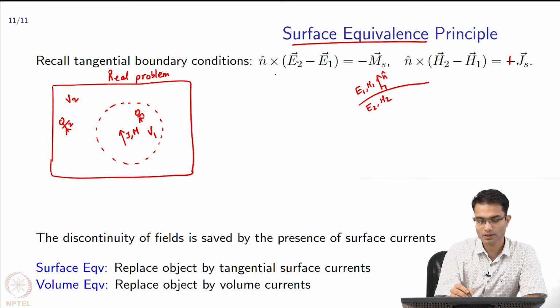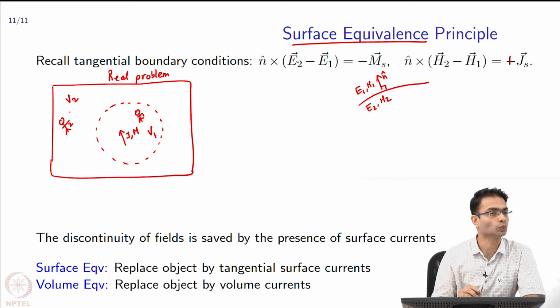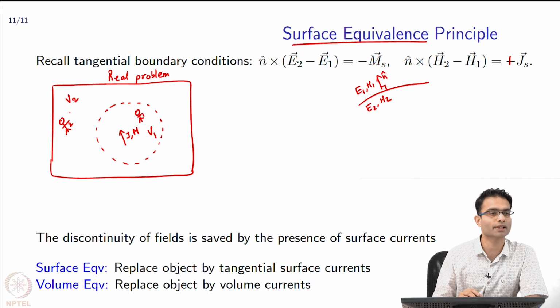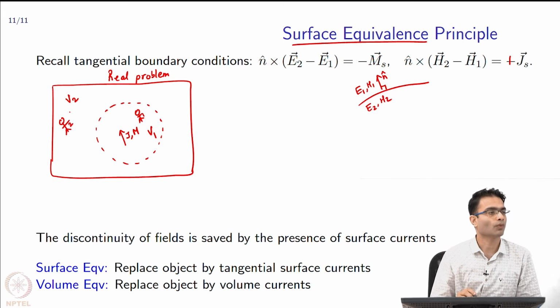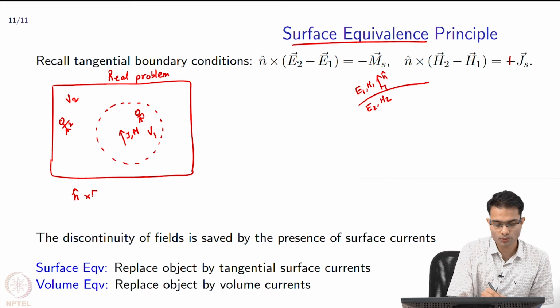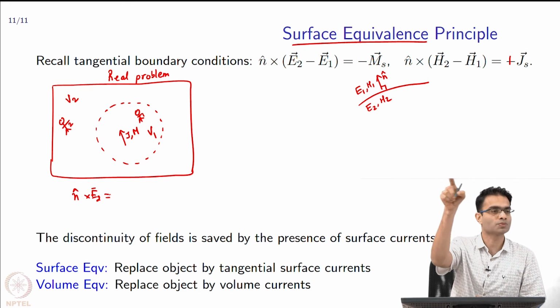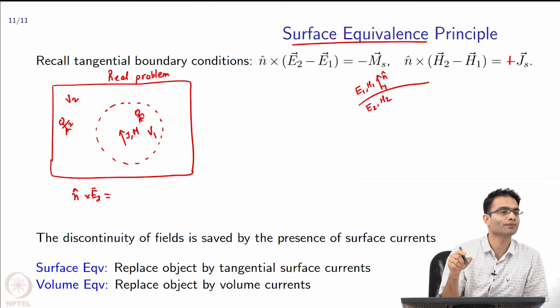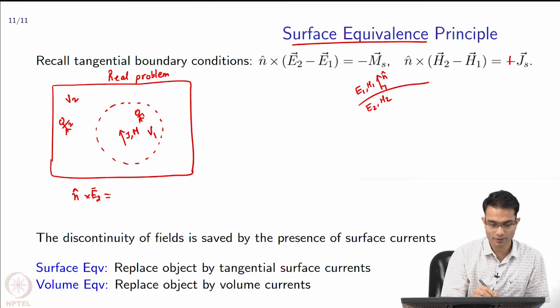So, if I ask observer 2, observer 2 has access to which of these quantities? E2. E1 the observer cannot cross over. So, if I ask the observer what is n cross E2 for you, he will say, n cross E2 for me will be equal to, he will say, hey observer 1, tell me what is the value of E1 on your side. So, he will write that over here.